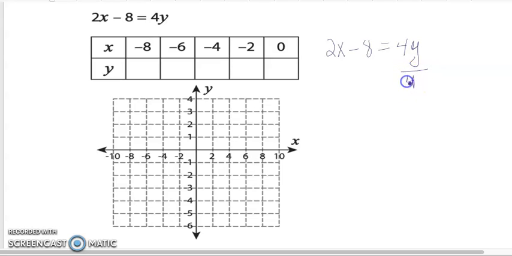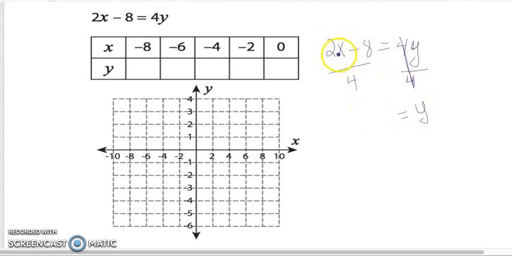And why do we divide by 4? Because I want to get rid of the 4. I don't want to get rid of the y, I want to get rid of the 4. So I'm going to divide by 4, and I also have to do the same thing on this side of the equation because that will keep my equation balanced. So 4 divided by 4 gives me 1y, and that's what I need. I don't have to write the number 1 because that's just 1y.